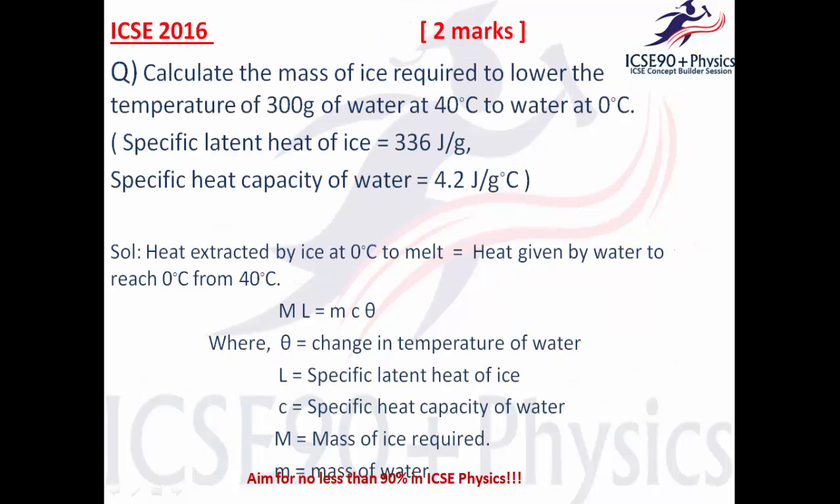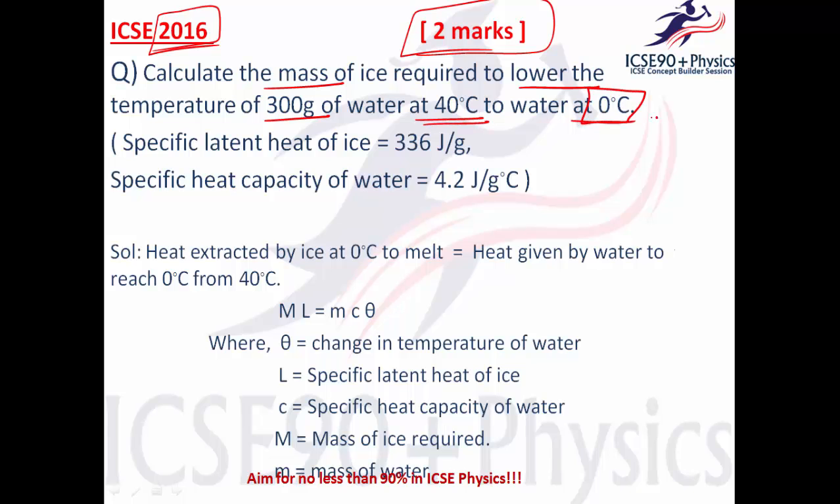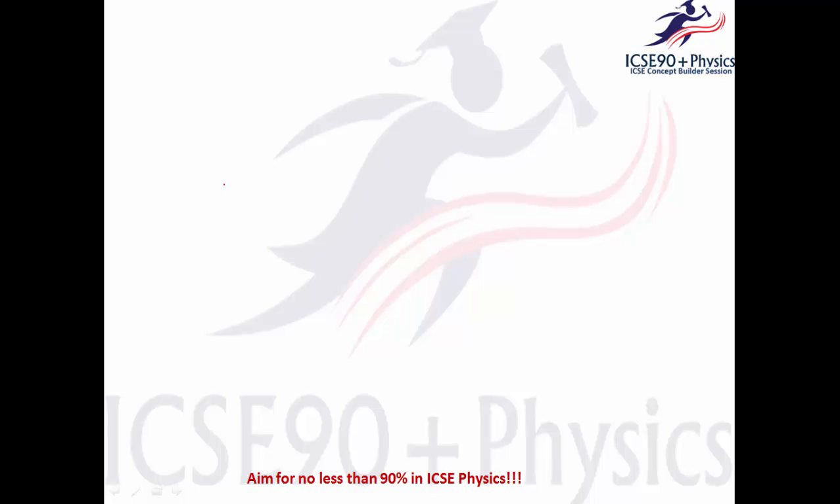Moving on, we have another question from the year 2016 for 2 marks. We are asked to calculate the mass of ice required to lower the temperature of 300 grams of water at 40 degrees Celsius to water at 0 degrees Celsius. Now notice over here, the final temperature is 0 degrees Celsius. So the heat gained by the ice will be nothing but m into L.